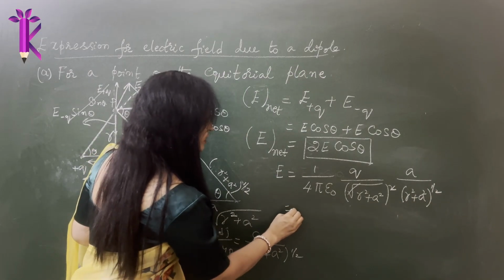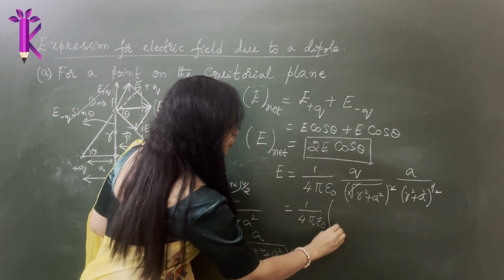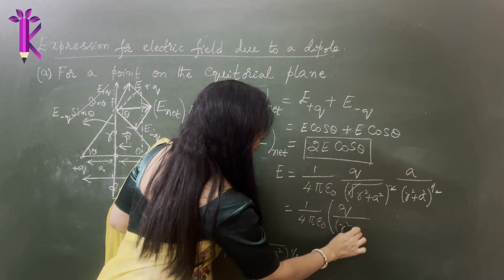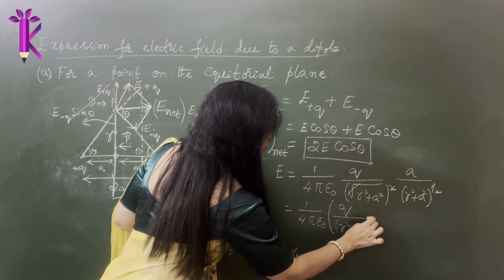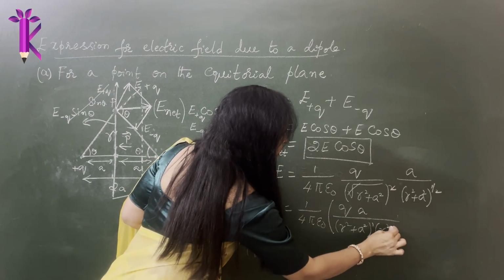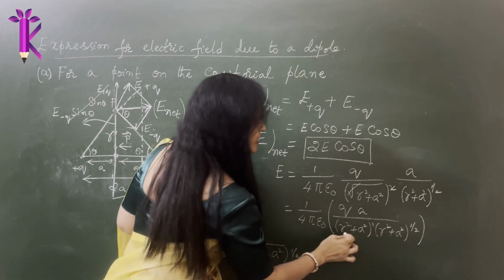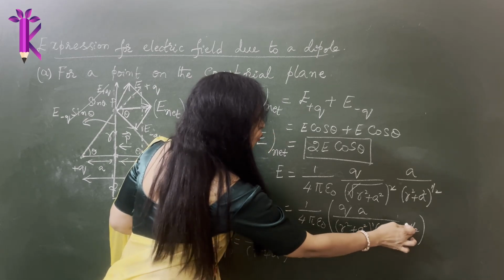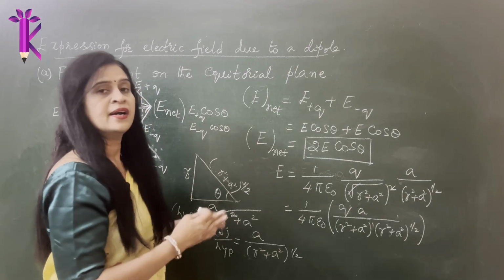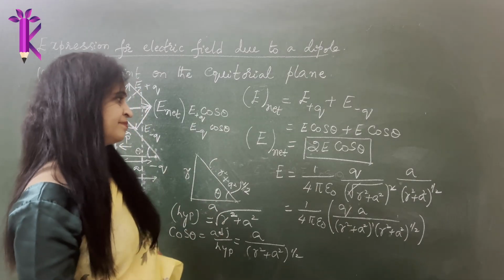Now if you simplify this, this will be 1 by 4 pi epsilon naught into Q divided by, this will be simply R square plus A square to the power 1, and you have A in the numerator, and R square plus A square whole to the power of half. Since the bases are same, powers can be added. 1 plus half will be 3 by 2. I will do it in the next step. I will give you a pause and I want you to arrive at the final answer.